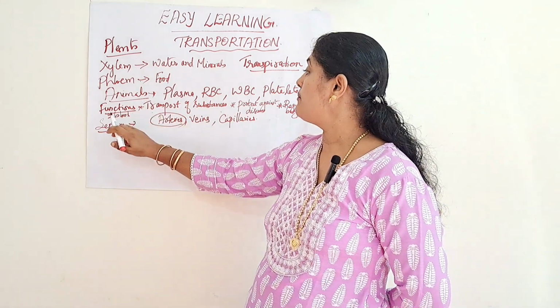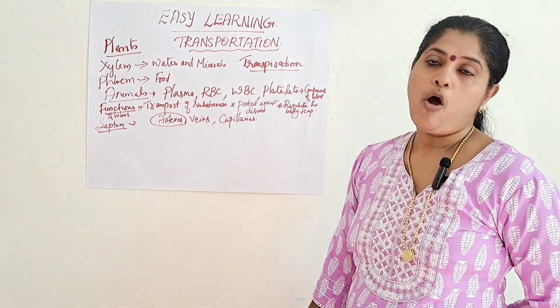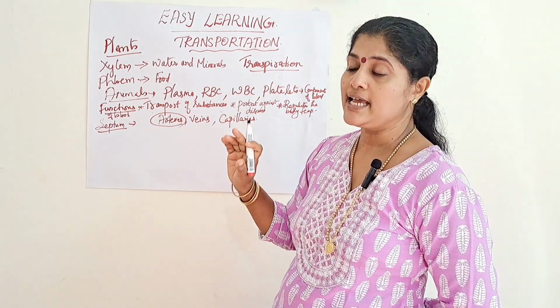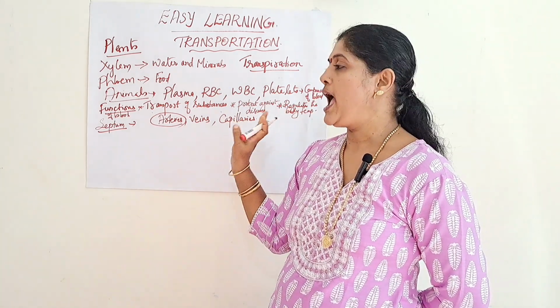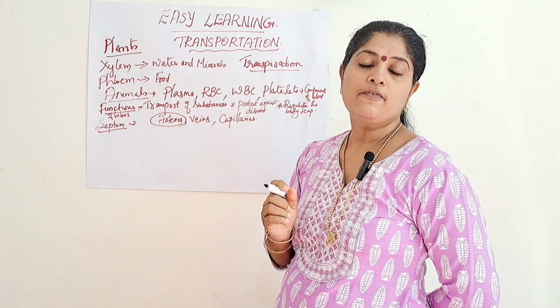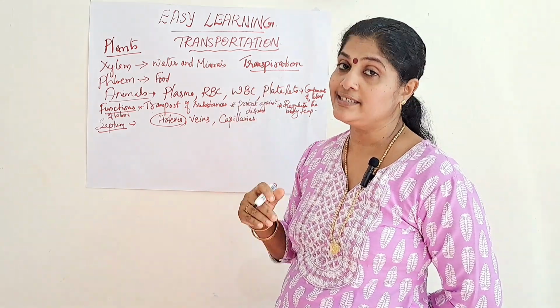Then, when you come back to the structure of the heart, I have already told all the parts. The upper chamber is known as the auricle. The lower chamber is known as the ventricle. So, 4 chambers are there and the vena cava is there. The main veins are the superior vena cava and the inferior vena cava, which are present on the right side of the heart.